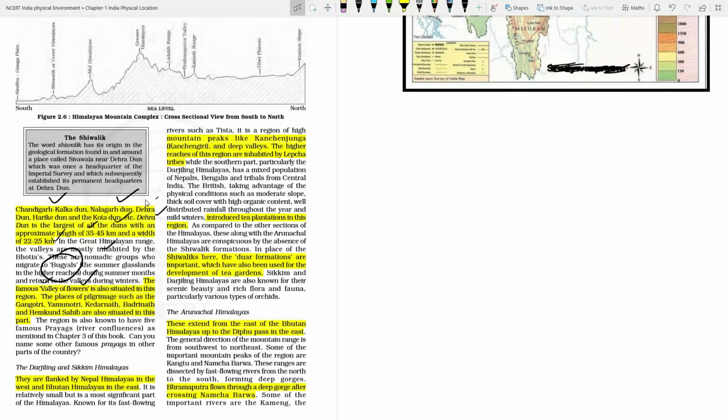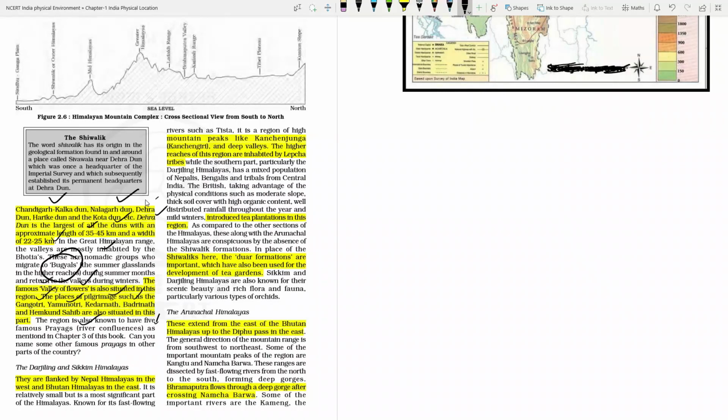Also the important Dhams are there. Here Badrinath, Kedarnath Dham is there, along with Gangotri and Yamunotri. This region also has many prayags. The five prayags are Karna Prayag, Rudra Prayag, Dev Prayag, this kind of prayags are there, where the confluence of many rivers takes place. Before the origination of the Ganga, the Alaknanda and Bhagirathi come through the multiple prayags. Okay?